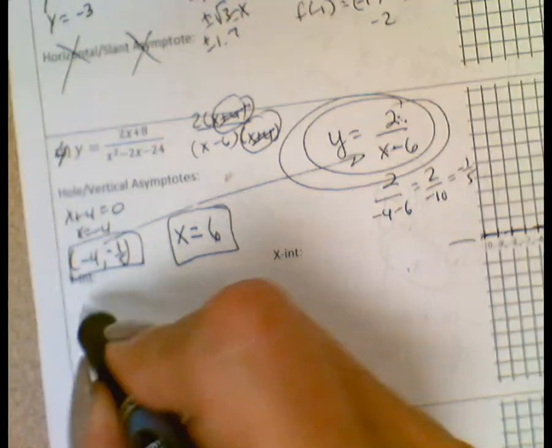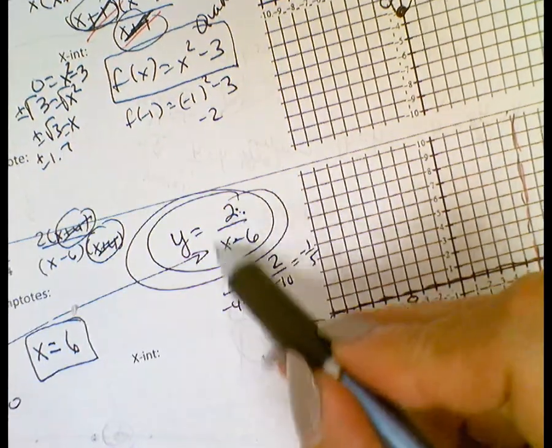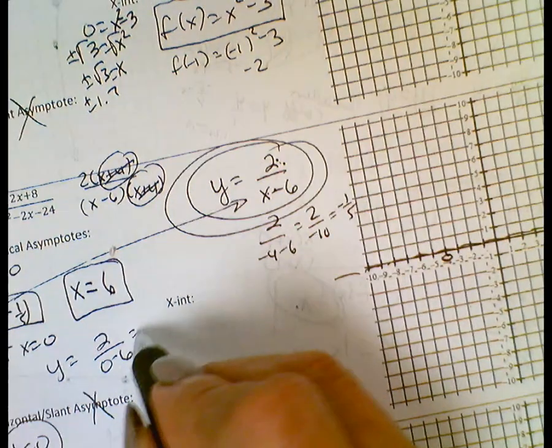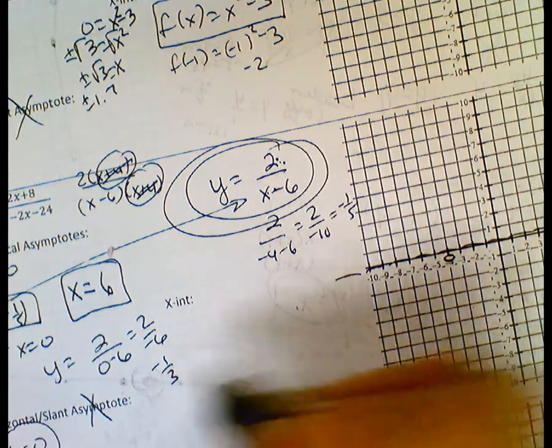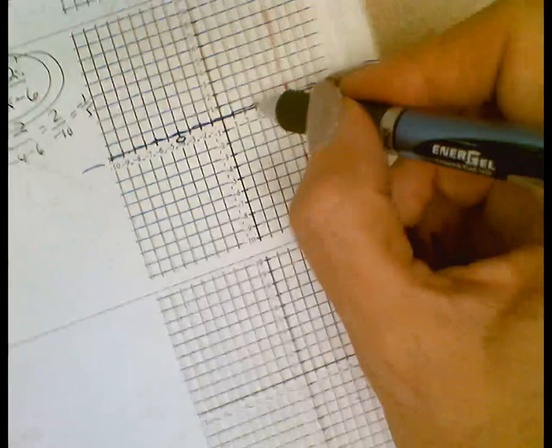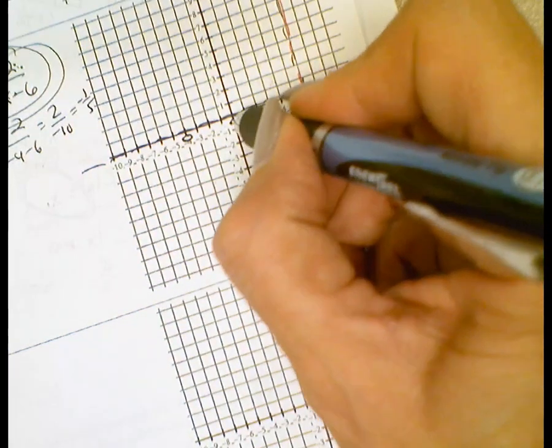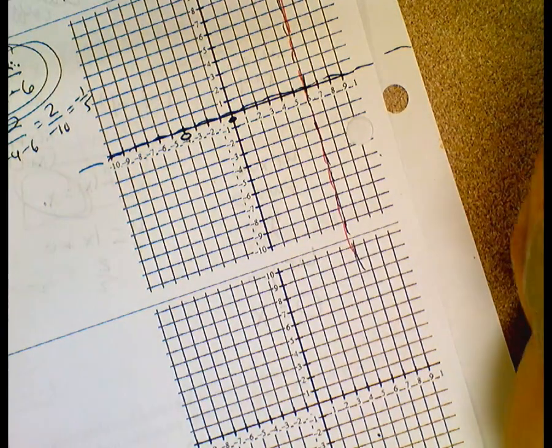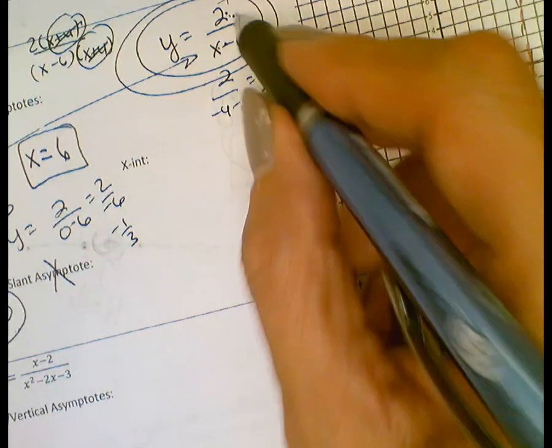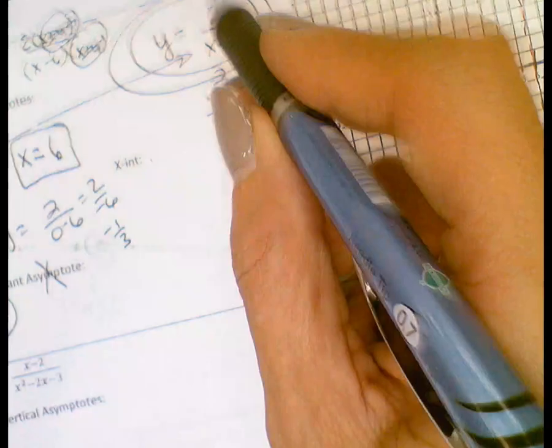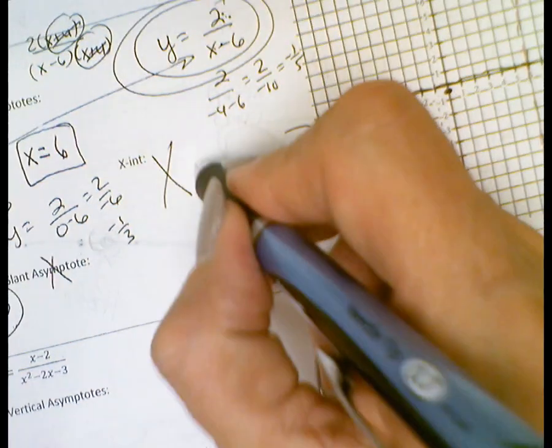Now, y-intercept. Let x equal 0. You're letting x equal 0 in this problem right here. If you let x equal 0, you get 2 over -6, which is -1/3. That's your y-intercept. So right here, at 0, -1/3, it's going through that point. And then we're going to solve for our x-intercepts, which there is no x-intercept because that's not an x. So there's no x-intercept, so put none.